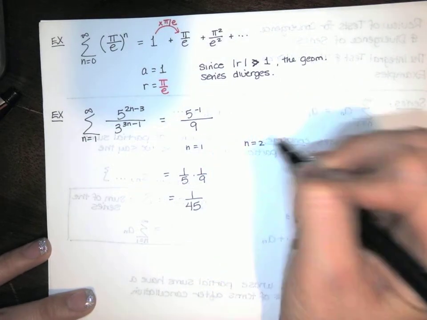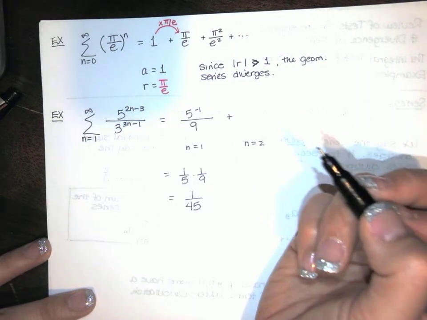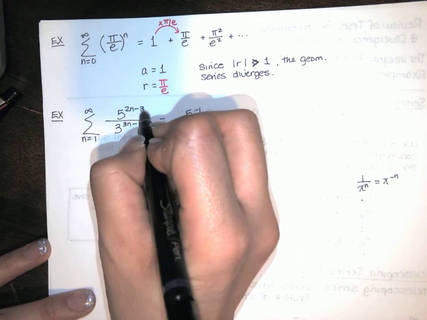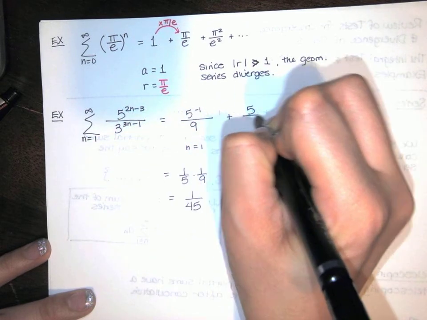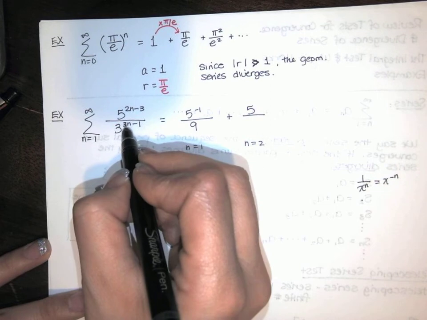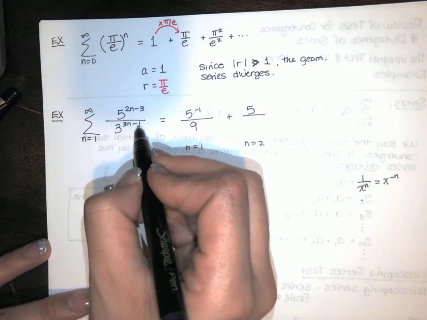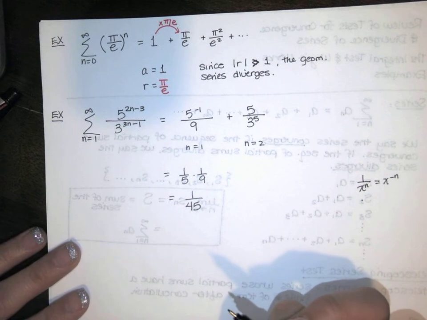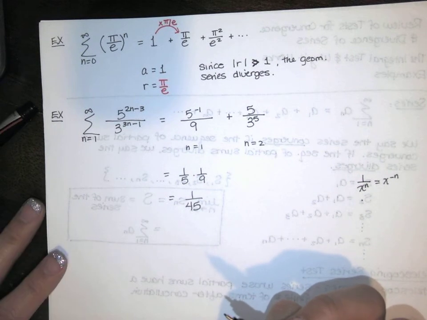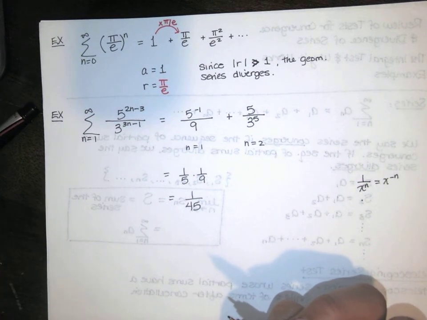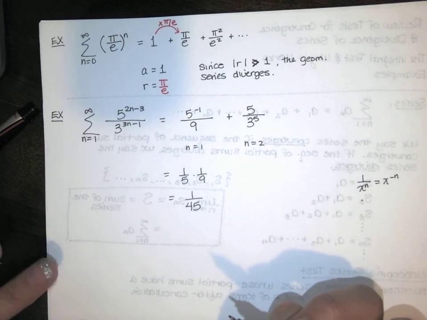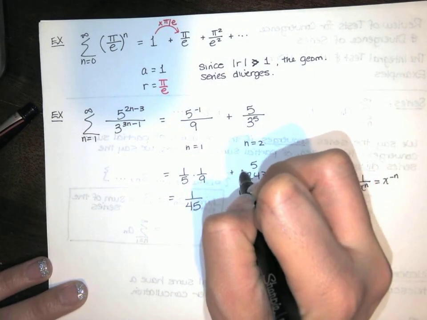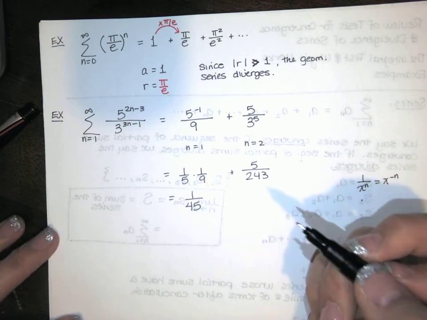And then when n equals 2, we get our next term. If we substitute in n equals 2, I've got 2 times 2 is 4, 4 minus 3 is 1, so I've got 5 to the first. When n is 2, I get 3 times 2 is 6, 6 minus 1 is 5, so this is 3 to the 5th. What is 3 to the 5th? 3 times 3 is 9, times 3 is 27, times 3 is 81. So that's 243. So we get 5 over 243 right there.